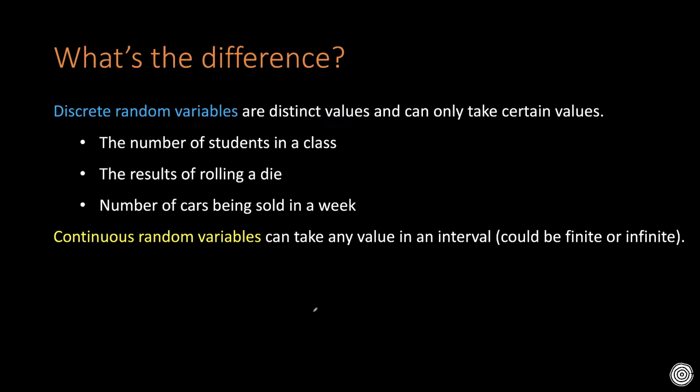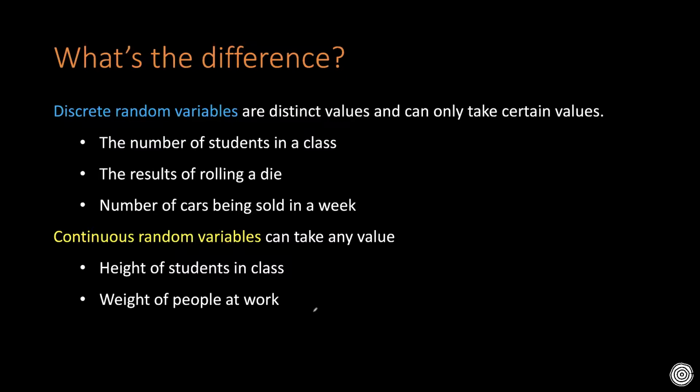Whereas a continuous random variable can take any value in an interval, and these intervals could be finite or could be infinite. So for example, the height of students in a class or the weight of people at work. In these two examples, I can't actually give an exact or distinct value. Let me tell you why. For example, my height could be, say, 1.62 meters. But is that really what it is exactly? What if I was actually 1.6213? Or what if I'm 1.62235445 meters? I don't actually know for certain what that actual height is.